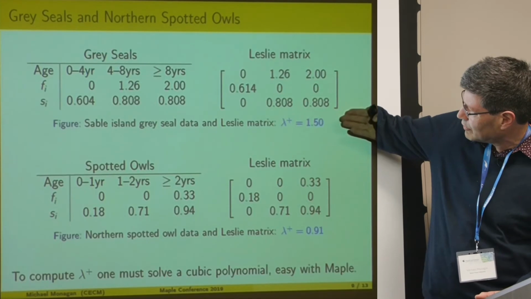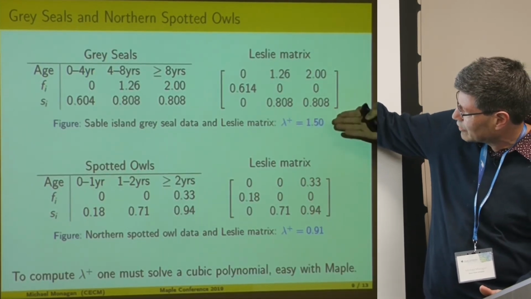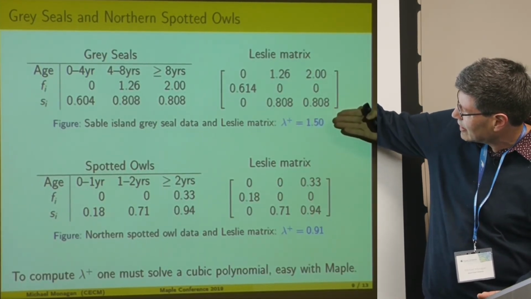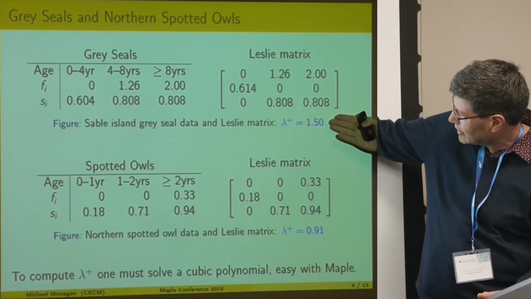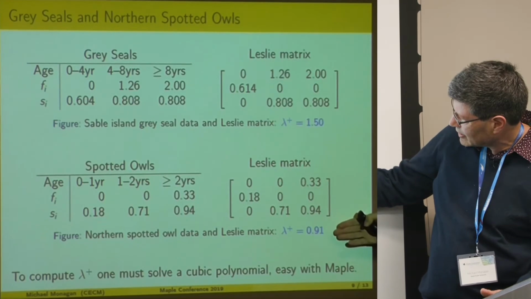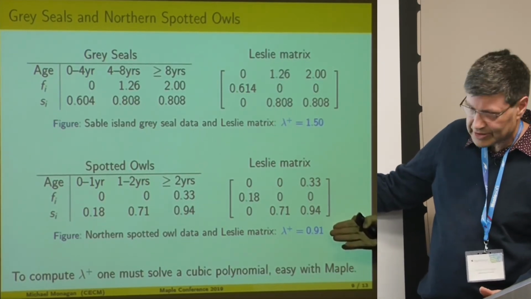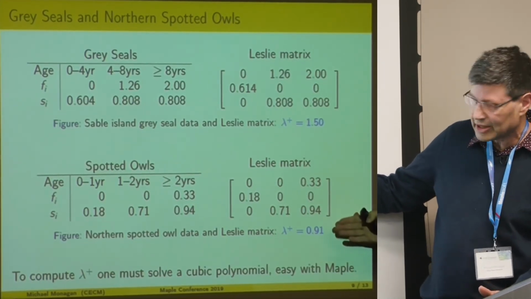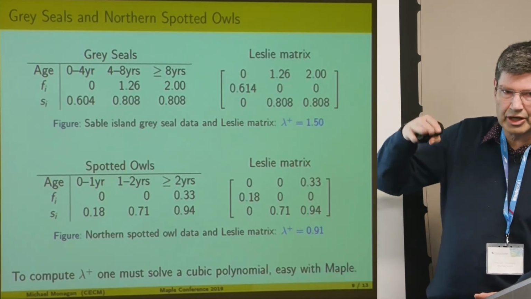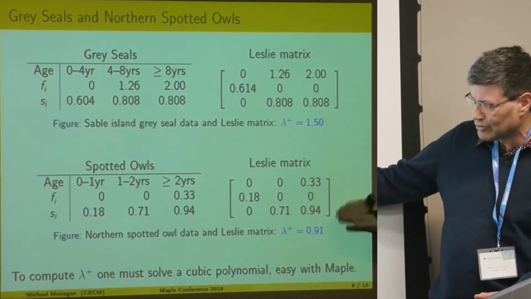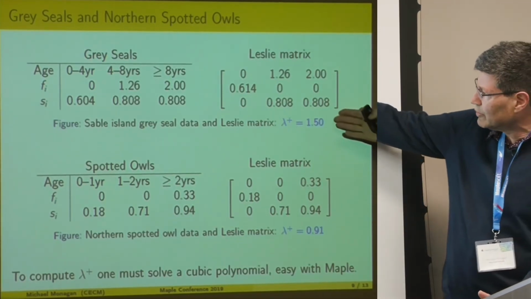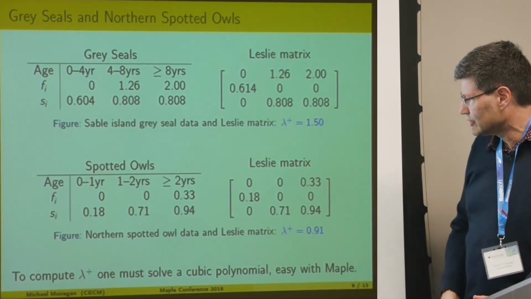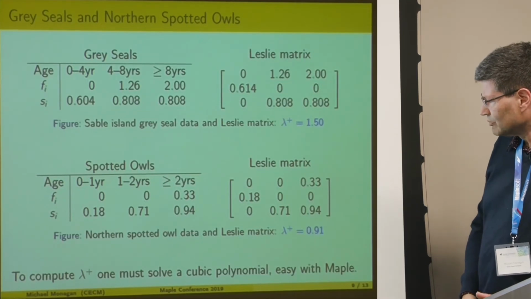So I have an example here where the gray seal data has a growth rate. The dominant eigenvalue is greater than 1, it's very high, and for the spotted owl population it's less than 1. So the population is dying. So this is in North America, and there is concern about the population because it's dying. So we have one where it's greater than 1 and one where it's less than 1. Just a comment.